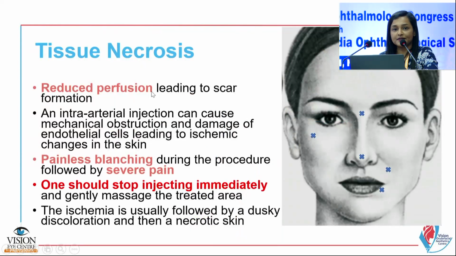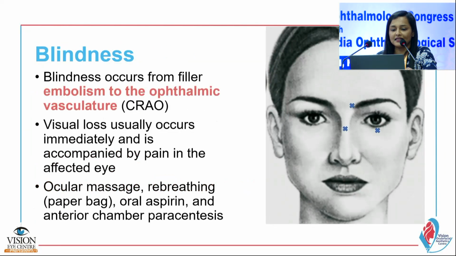Now, why are we being so careful about these injections? Because you can have an anterograde embolization, which would be towards the superficial vessels, which can cause reduced perfusion, blanching and severe pain, in which case you stop injecting, massage the area and make sure that they don't develop necrosis. And the other thing is, of course, a retrograde embolization, towards the central retinal artery. So you would have visual loss if this took place.